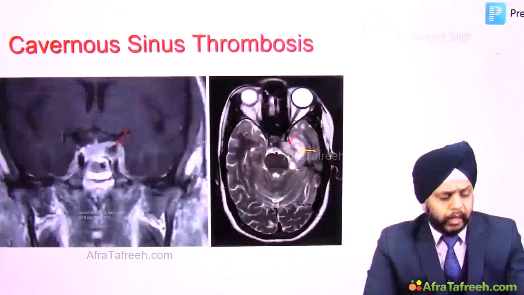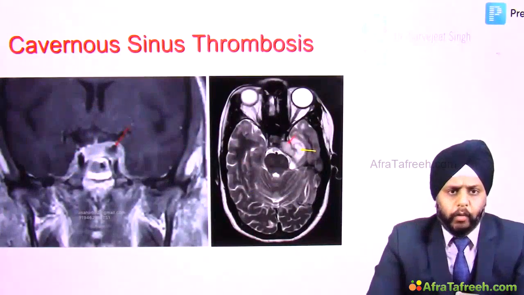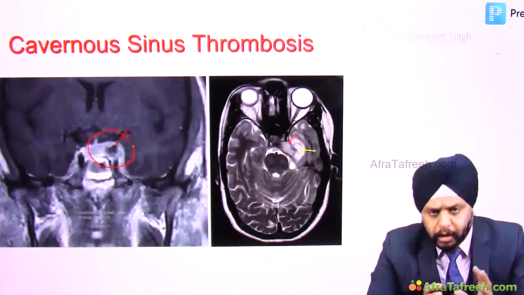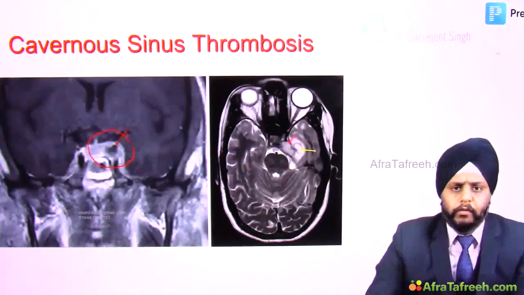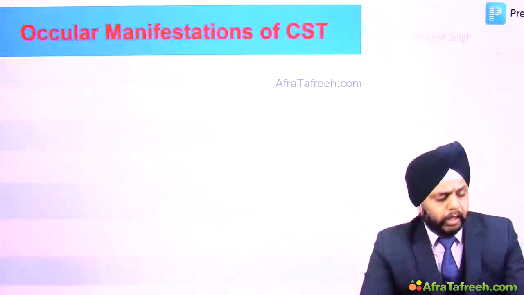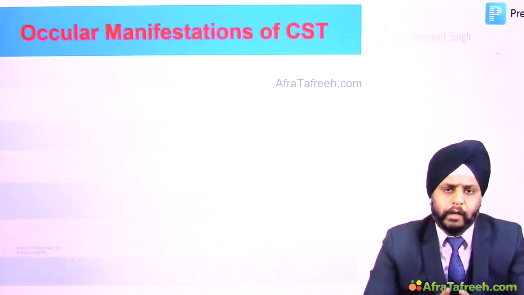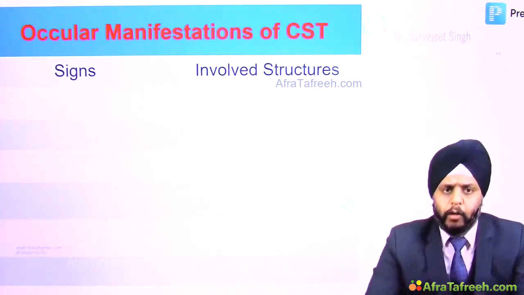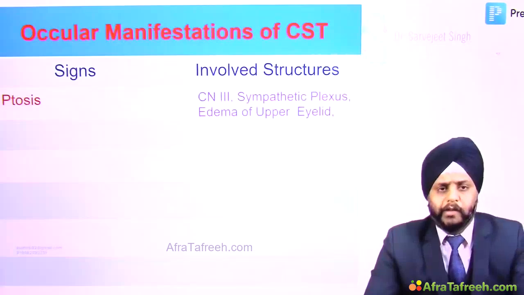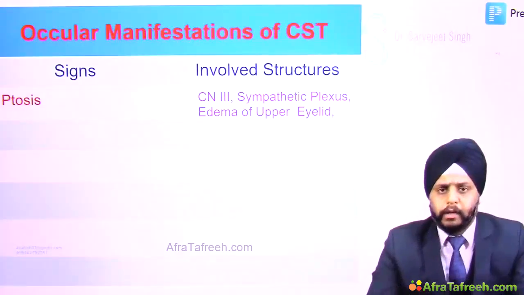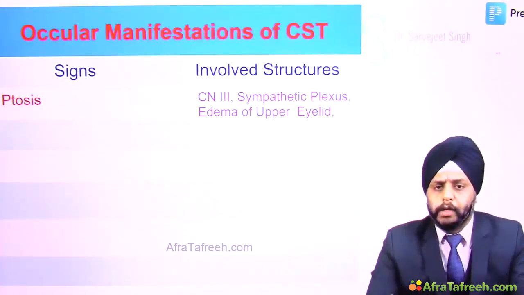Right? Okay, let's look at this image. In the MRI over here, you can see that the left side cavernous sinus has enlarged, okay, and it is inflamed. So we have a cavernous sinus thrombosis over here. Right? Okay, remember the ocular manifestations of cavernous sinus thrombosis, they can reflect what structure is involved. So suppose there is a ptosis, that's because of involvement of either the third oculomotor cranial nerve, or it can be because of the sympathetic plexus that is around the ICA, or it can be simply because of the edema of the upper lid.